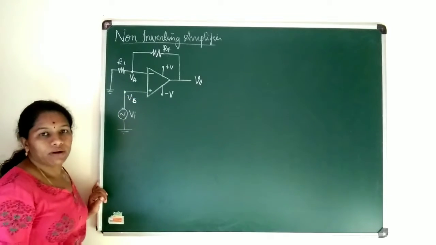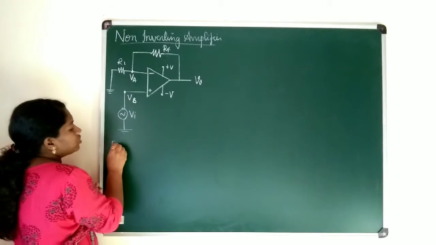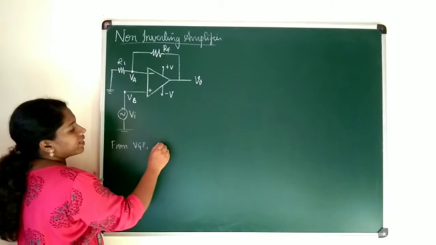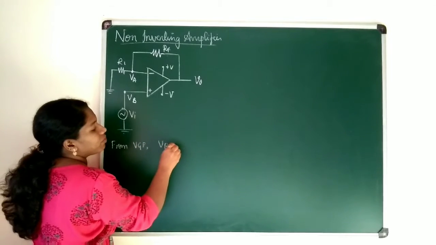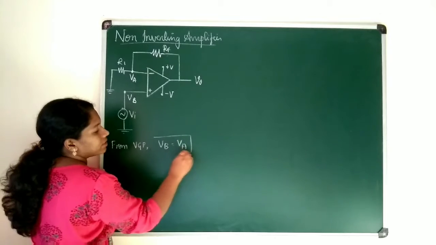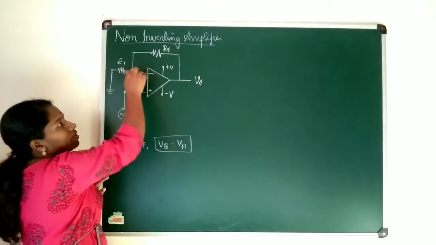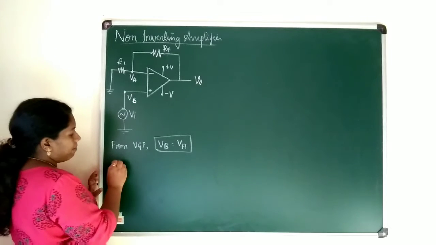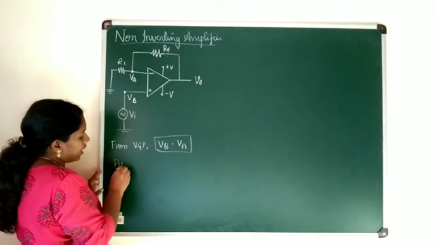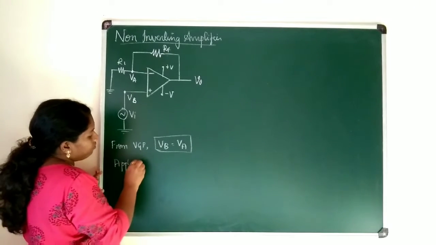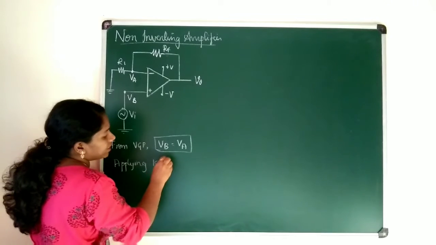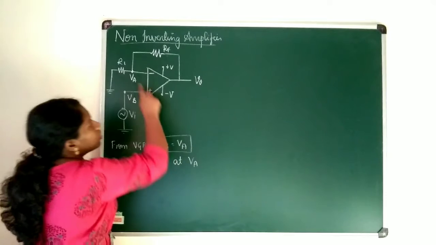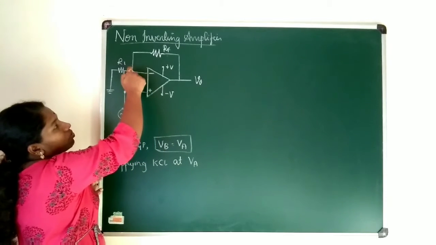Okay, so from the virtual ground property, what I can write? VB is equal to VA. Is that right? This point is equal to this point from the virtual ground property. After that, we can apply KCL. Applying KCL to the VA point, KCL at VA point or node A. Okay, at this point. So what will you be getting?